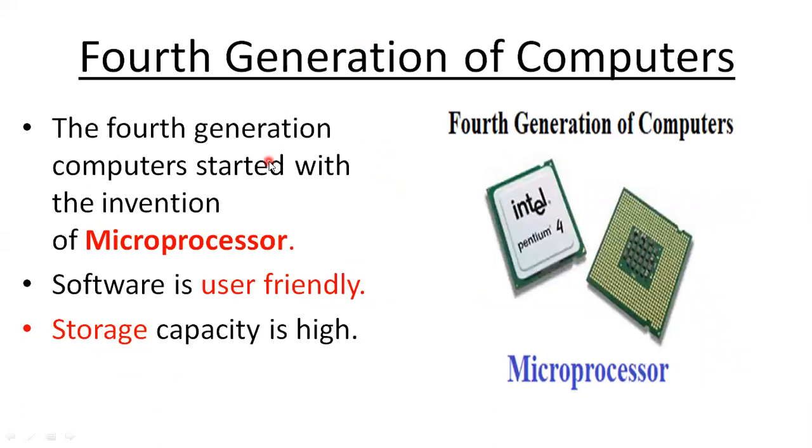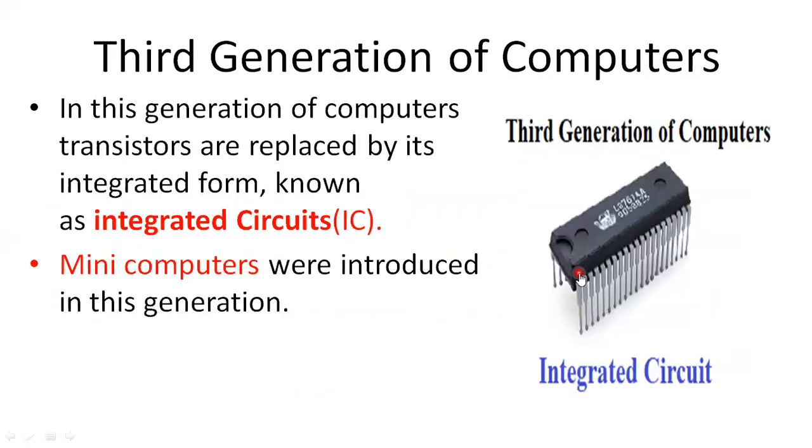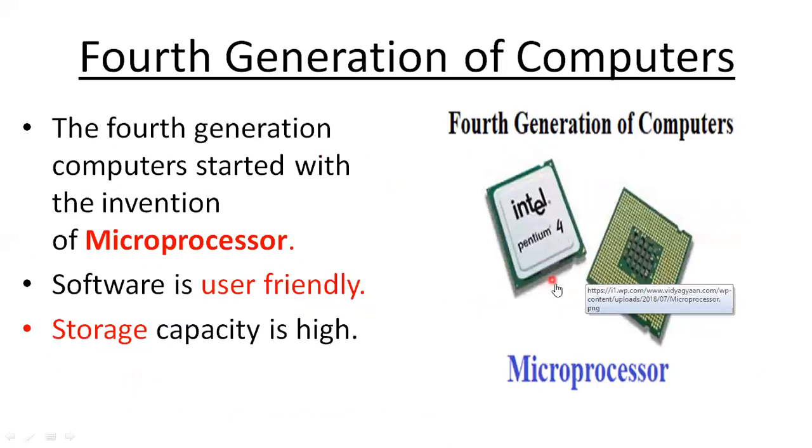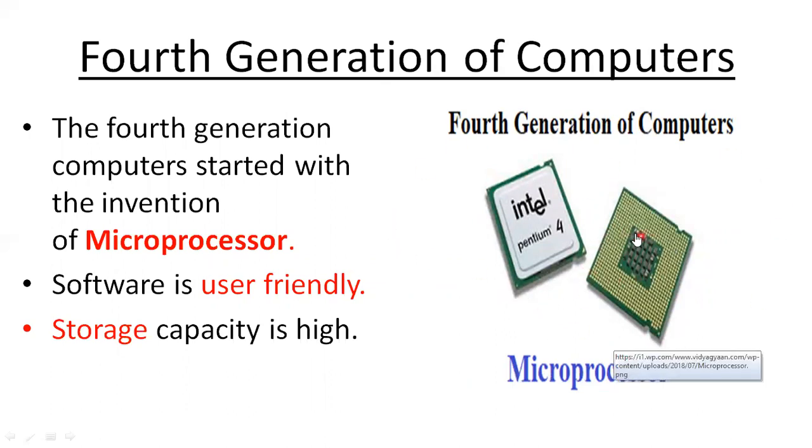Coming to the fourth generation. The third generation computer used ICs. These are integrated circuits. In the fourth generation of computer, the integrated circuits are replaced with which one? Integrated circuits are replaced with the microprocessor. 8085 microprocessor, 8086 microprocessor, Intel. Like that, you have a microprocessor.